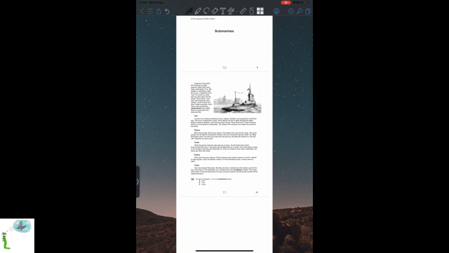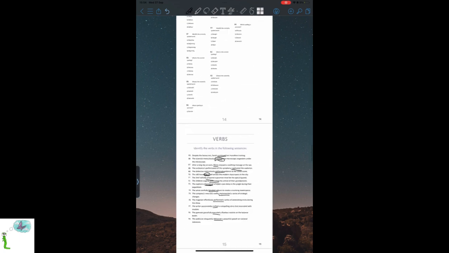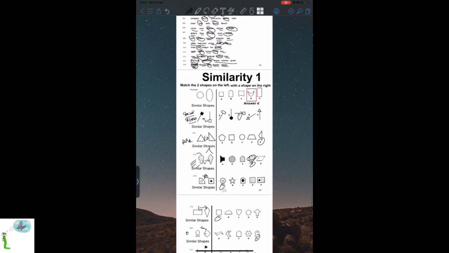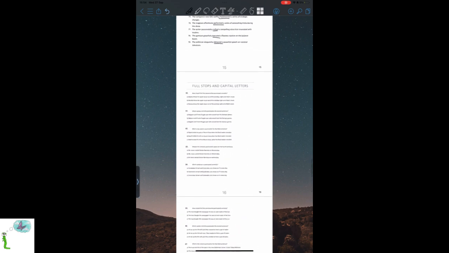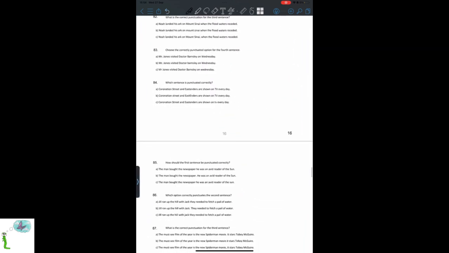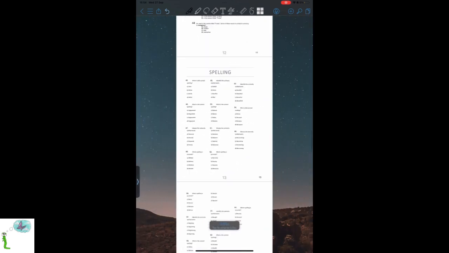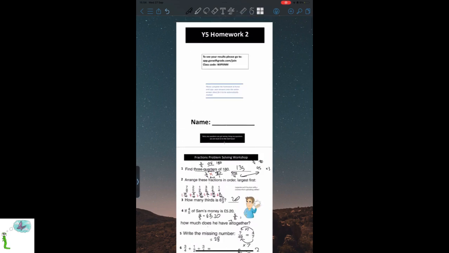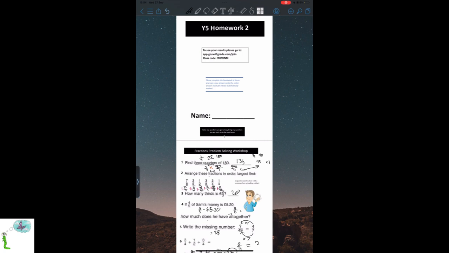And yeah, that's going to be year 5 homework 2. Didn't get through all of it, but got through the important parts, I think. If you're struggling with anything, punctuation or English, any of this, bring it to the next lesson. And we should be able to go over it. But hope this was helpful.